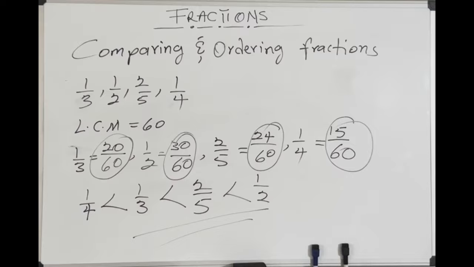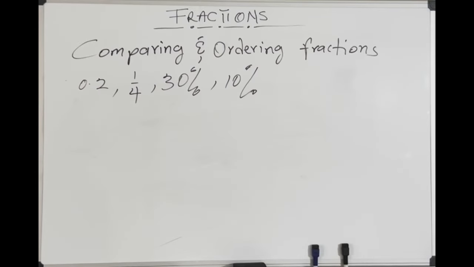Okay, all right. And then if the numbers are not common fractions, first put them in common fractions before you start working. Okay, all right. So I will give you examples with that. And then you are given an example like this. Arrange these: 0.2, 1 over 4, 30%, 10%, from ascending to descending order.